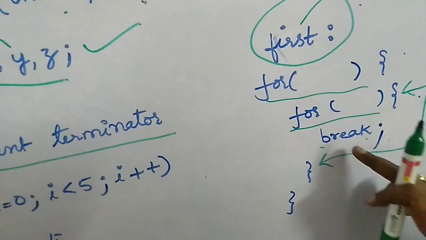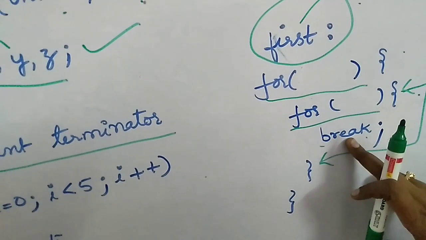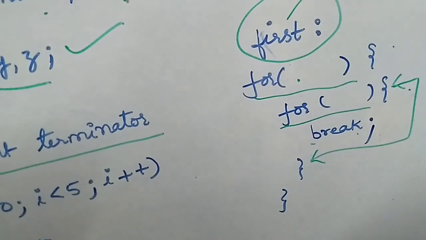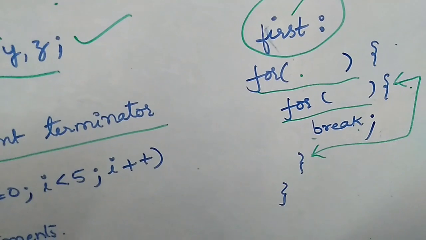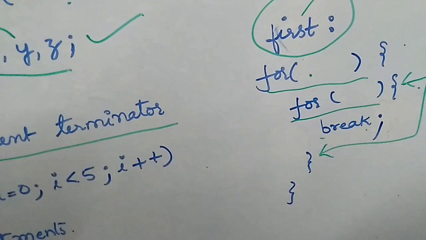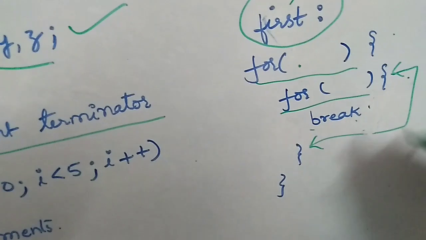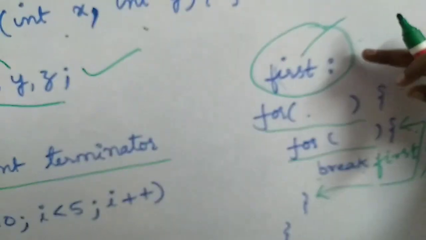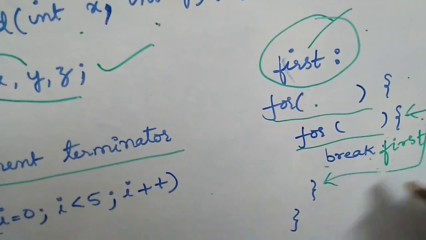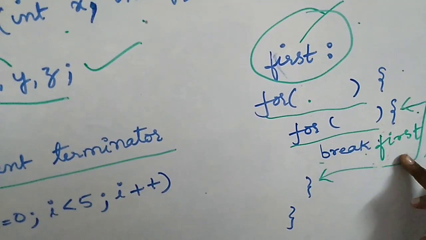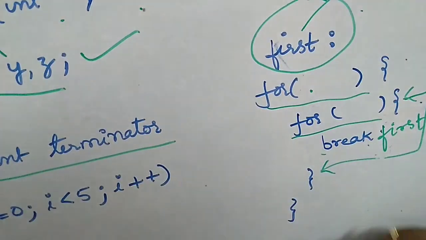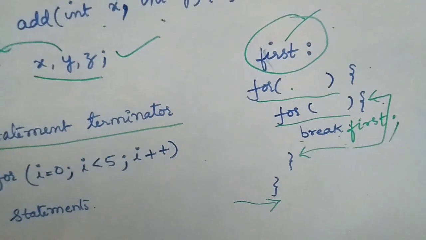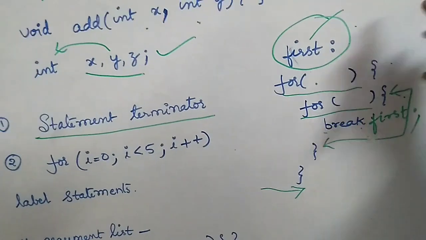Now what will happen if this break executes? If this break executes, only the inner for loop will break and the control will come to the outer for loop. Say in some situations in your code, you don't want even the outer for loop to execute. In that case, you can simply say break first, because this is the label that is used to represent the outer for loop. So when I say break first, it will break the outer for loop and control will come outside these loops. Okay, so this is the use of the label separator.